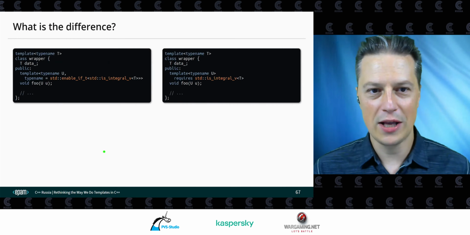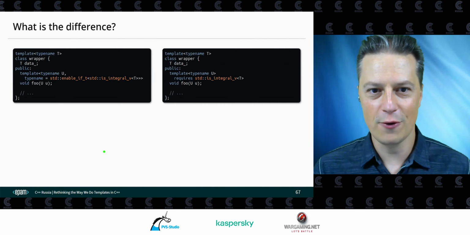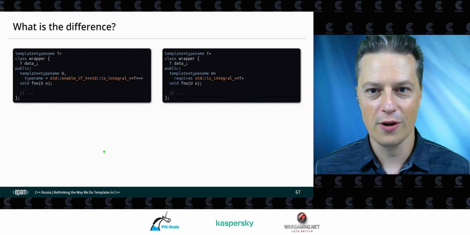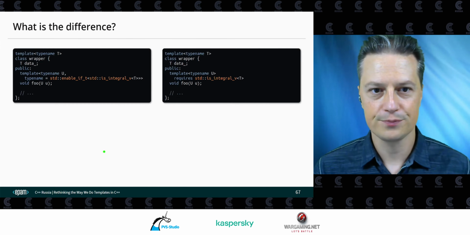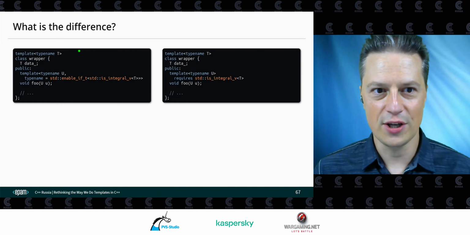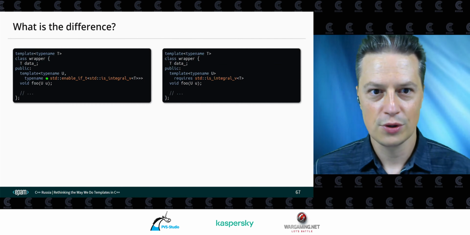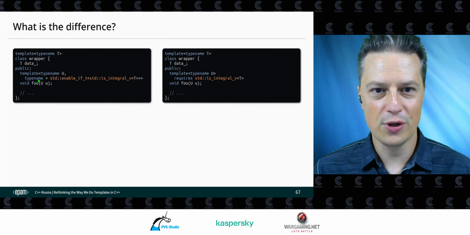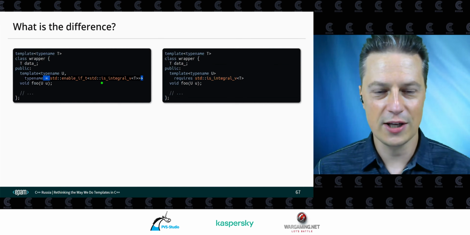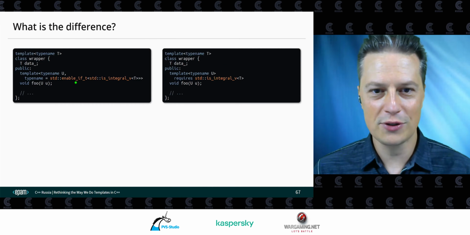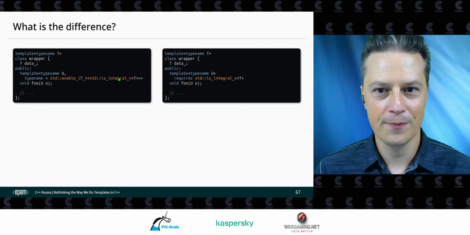Last thing about the concepts I would like to share with you, because this is something I often see done wrong in the code. What's the difference here? You have a wrapper that takes type T. You have a function foo that has some type U here, and there is an enable_if of type T, saying enable this function in the overload resolution only if T is integral.